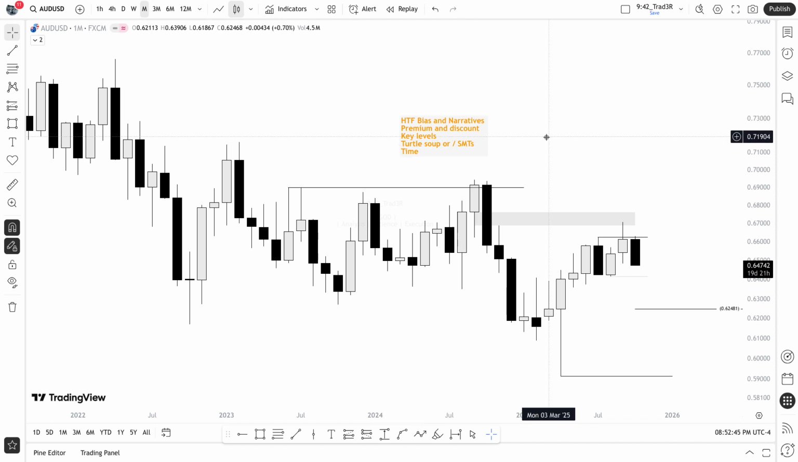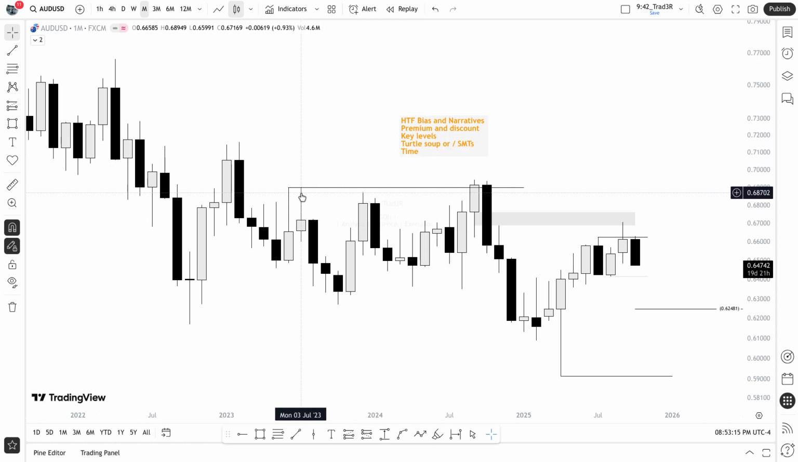So on the monthly charts, you want to be aware of the higher time frame bias and narrative. Bias meaning the direction and narrative meaning why that direction. Then 2, you want to be aware of premium and discount prices. Then 3, key levels like your order block, your old highs and lows. And 4, now you want to look for what's total soup.